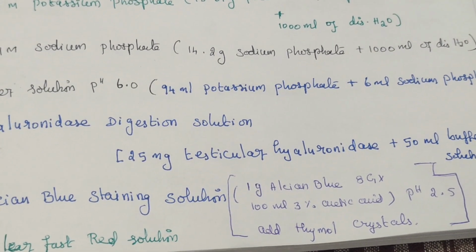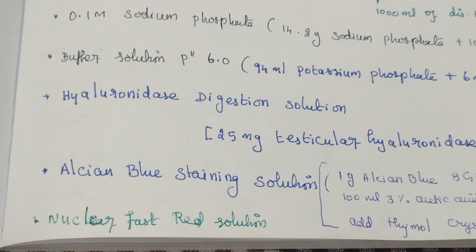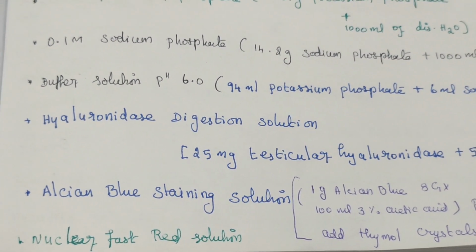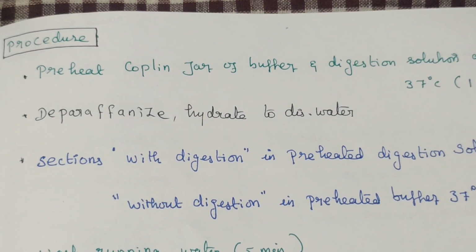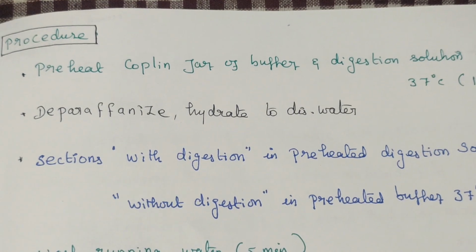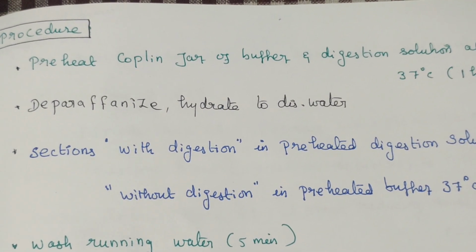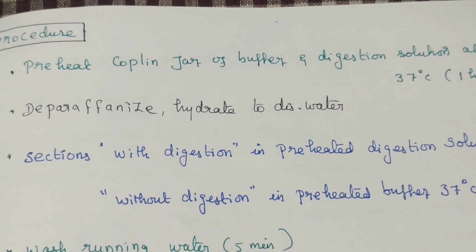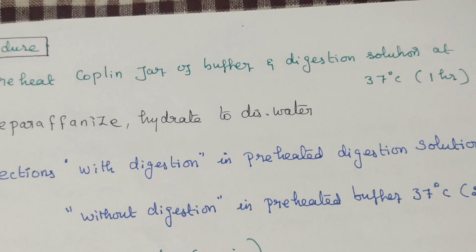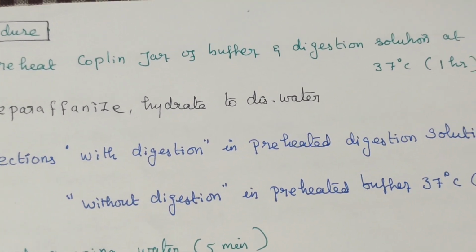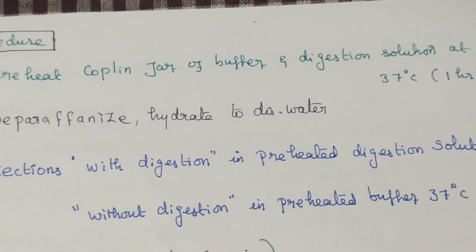Add thymol crystal for adjusting the pH. Then nuclear fast red solution. Then the procedure for Alcian blue hyaluronidase: preheat a coupling jar of buffer and digestion solution at 37 degrees Celsius for 1 hour.